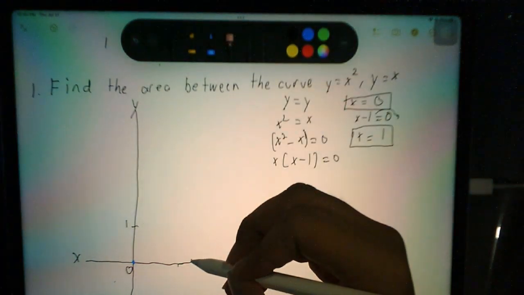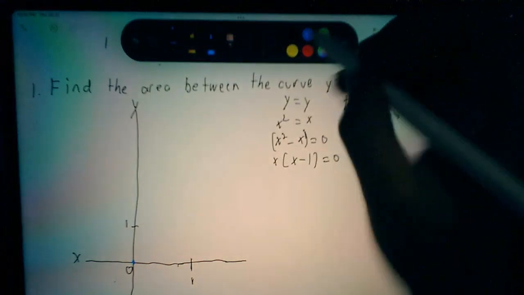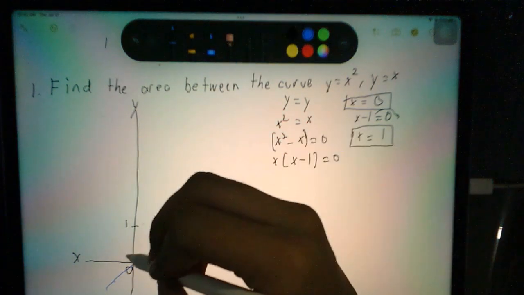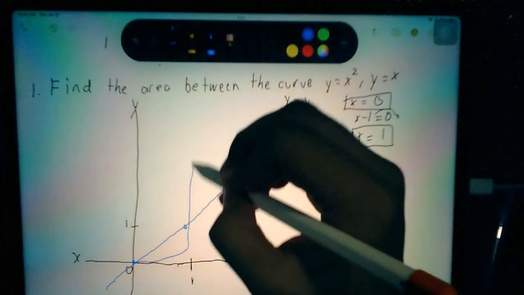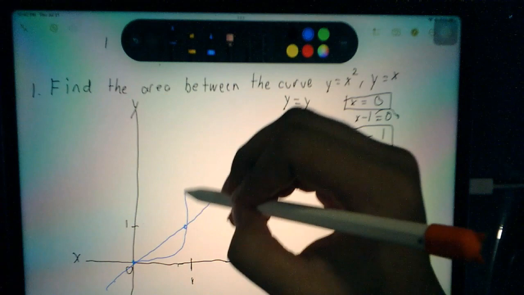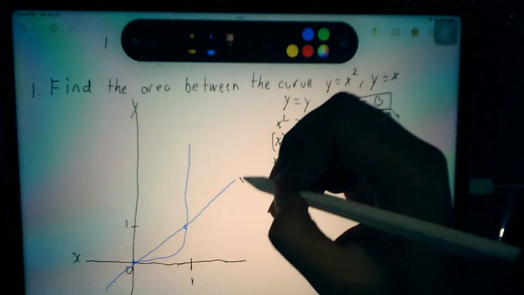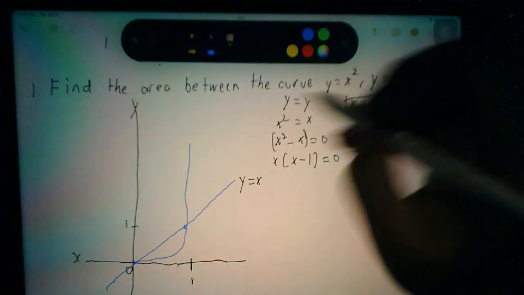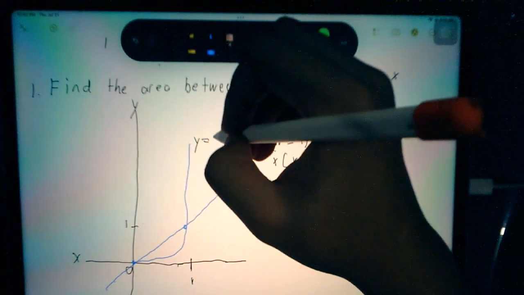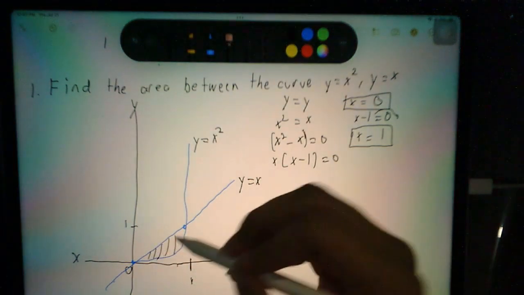So this is our 1 and this is our point 0 to 1. This is our line and this is our parabola. So this line is y equals x, and this curve or parabola is y equals x squared. So now this is our area of interest.